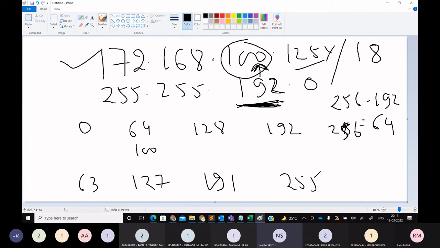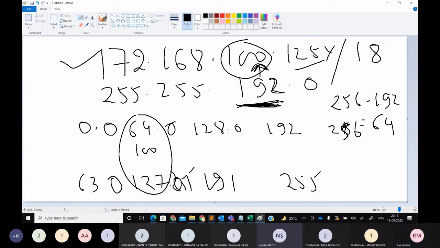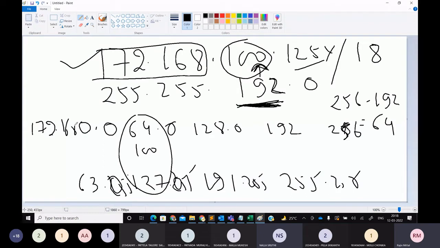So where will 100 lie? Here, right? In this, 64 to 127. Exactly. So the network address is like this, with the last octet being .0. Sorry, this is 255, because if you minus 1, it comes as 255. So you add these two octets in front. This becomes 172.168.0.0, the first network, and 172.168.64.0 becomes the second network. Understood? Yes, sir.